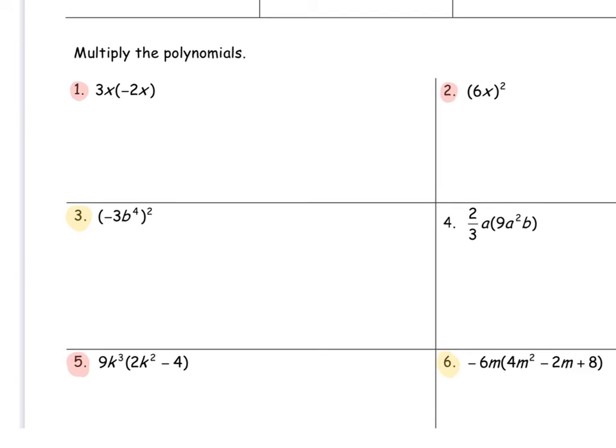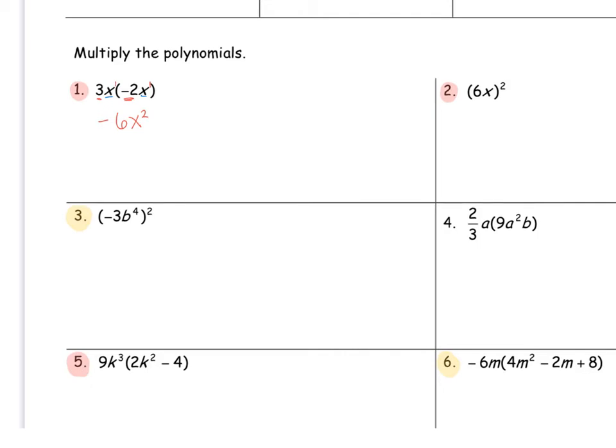So for the first one, I have 3x times negative 2x. Again, I'm going to identify the coefficients, 3 and negative 2. I'm going to multiply them normally, and it gives me negative 6. And then I'm also multiplying the x with the other x. Well, I keep the base, and I add the exponents. The exponent on the first x is a 1, and on the second one is a 1. So I end up with negative 6x squared.